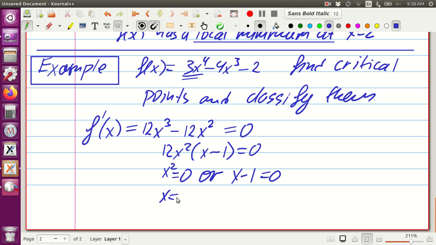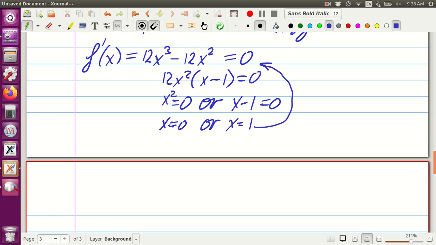So this gives us x equals 0 if we take a square root on both sides, and this one gives us 1. So we have two critical points. They both make the derivative equal to 0. That allows us to apply the second derivative test.